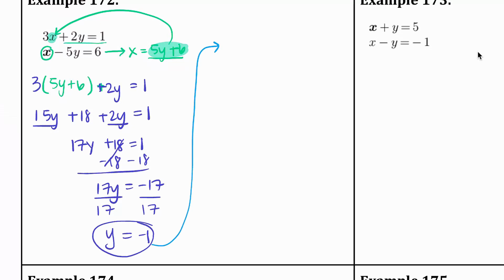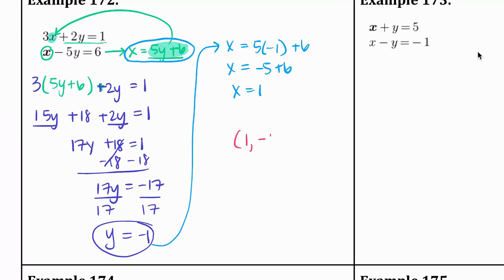And again, mathematically, you could plug it into wherever you want. Since we're looking for x, I'm going to plug it into the equation that says x equals. We know x equals 5y plus 6, so I have 5 times negative 1 plus 6. This gives me x equals negative 5 plus 6, or x equals 1. So our solution is going to be the ordered pair x comma y, or 1 comma negative 1.